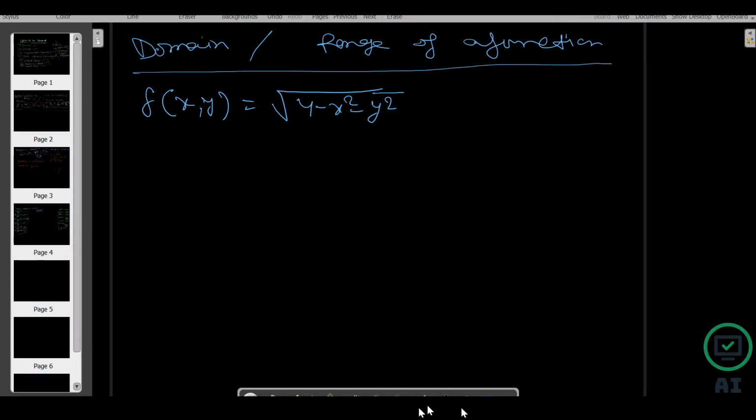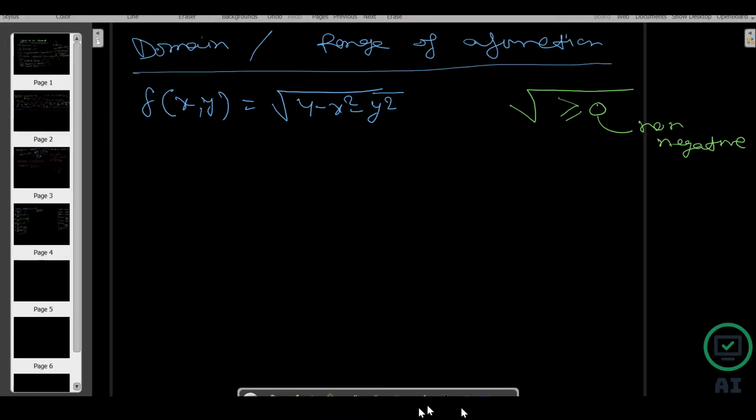Okay, so let me explain the range and domain of this function. As you know, inside this root, all values should be greater than or equal to 0. That means non-negative for this function to be defined.